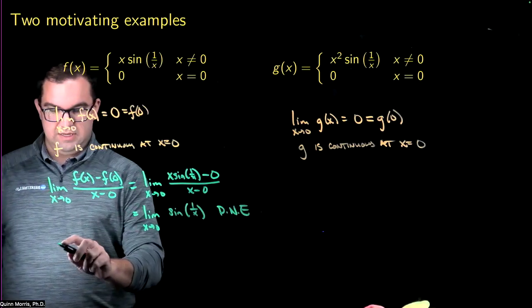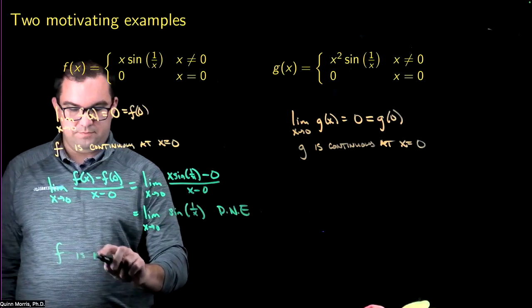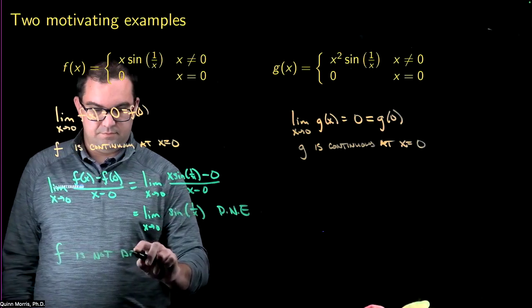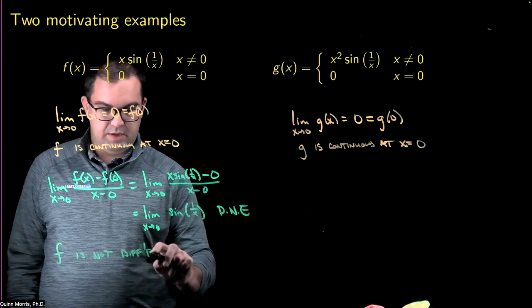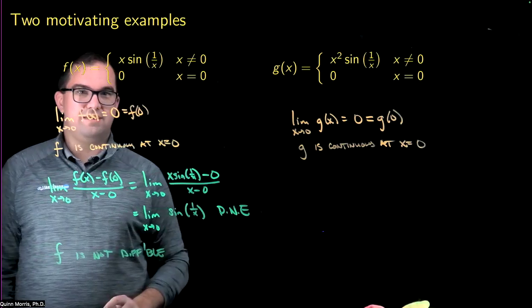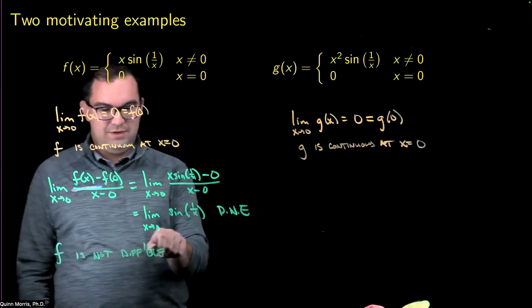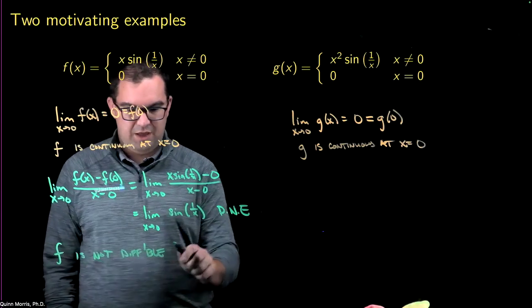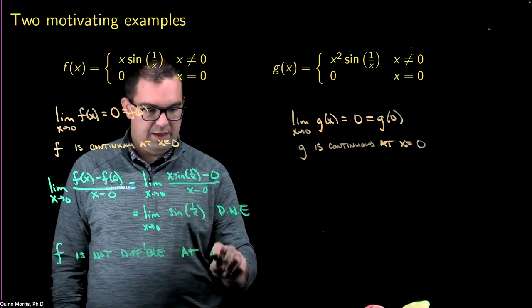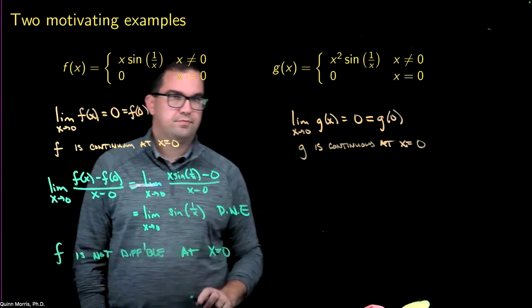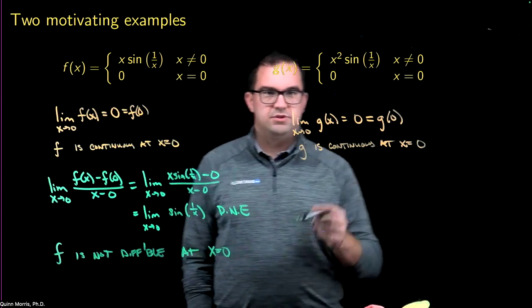So in this case, we see that f is not differentiable. I'm often going to abbreviate differentiable as diffable here. So f is not differentiable at x is equal to 0. Okay, well, similarly, let's see what happens over here.